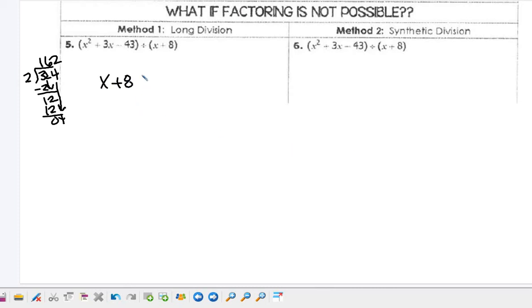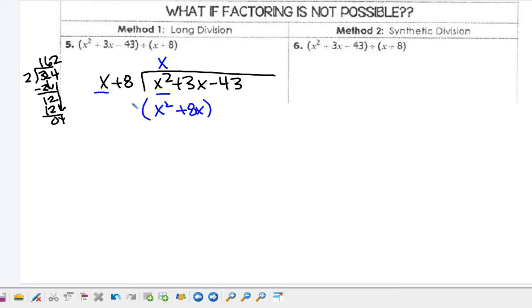So we have x plus 8 into x squared plus 3x minus 43. Now we know that when we multiply a binomial by something, we have to multiply everything in the binomial by that. So I'm going to look at these two terms first. How do I get from x to x squared? Well, I multiply by x. x times x is x squared, exactly what I was trying to do. But we can't just multiply it by that x. We have to multiply the 8 by x too, which gives me 8x.